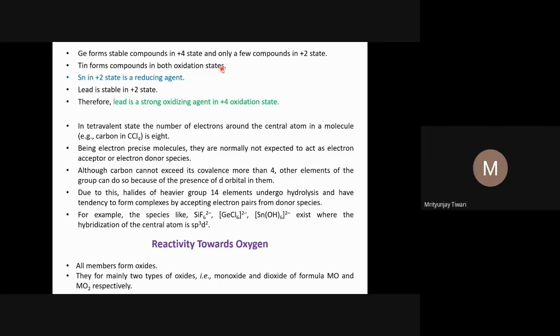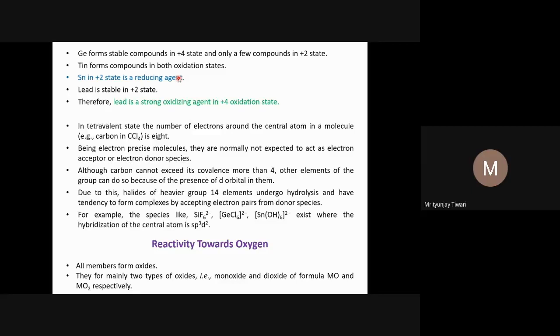However, tin in the +2 state is a reducing agent. Even for tin, the +2 oxidation state is less stable than the +4 oxidation state, so if tin is in the +2 oxidation state, like SnCl2, it will increase its oxidation state and form SnCl4. To do that, tin has to remove electrons, and those electrons will be added to something else, which will be reduced. That is why tin in the +2 oxidation state is a reducing agent. I have explained why: the relative stability of tin in the +4 oxidation state is a little higher than in the +2 oxidation state.